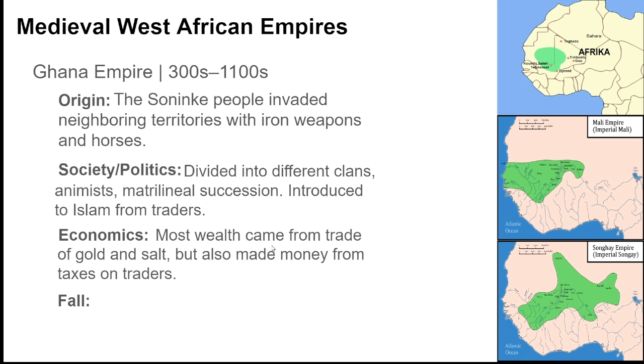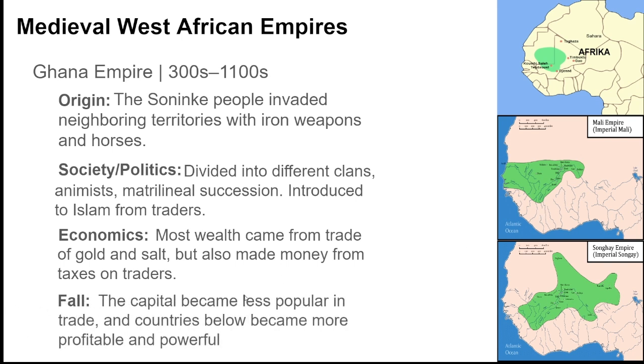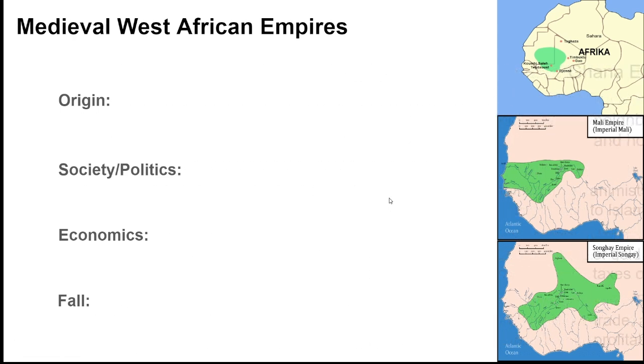Economics: most wealth came from trade of gold and salt, but they also made money from taxing traders. The capital became less popular in trade, and the countries below it, like down here, became more profitable and powerful, and that's how they fell out of power.